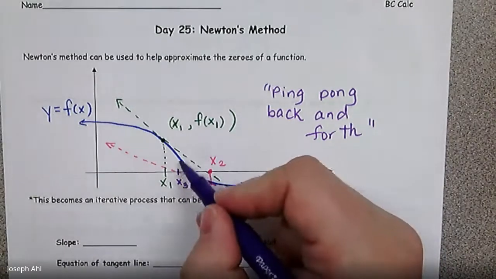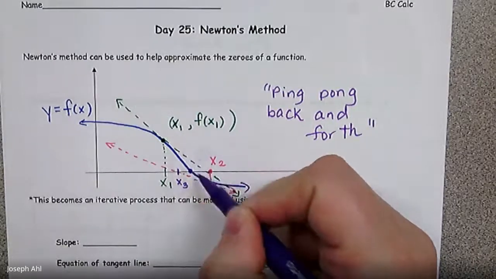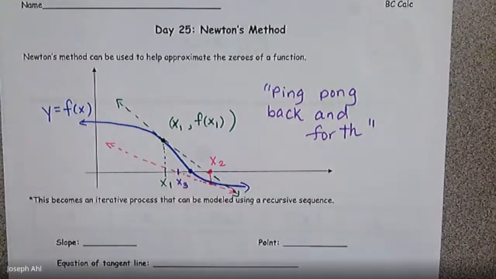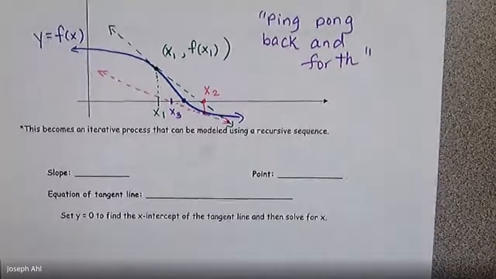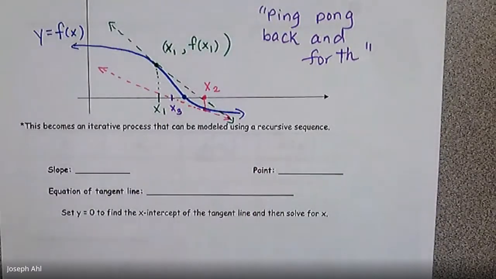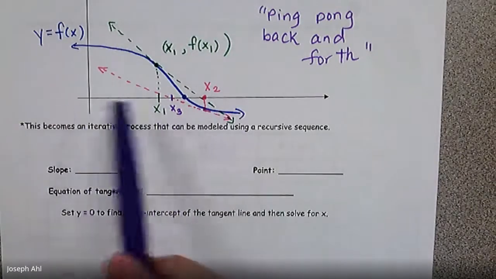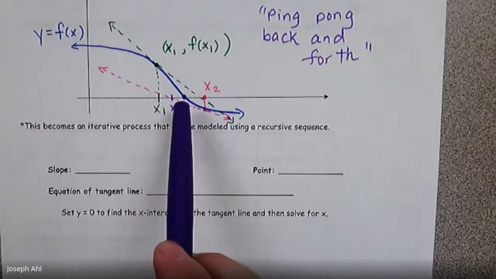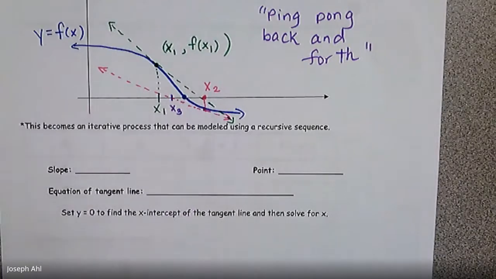If I were to then trace up to the curve and draw this tangent line, it's going to squeeze in and get really, really close to that root. And this becomes what we are terming an iterative process that can be modeled using a recursive sequence. So after we run through some iterations of Newton's method, we'll find a really solid approximation for where that root is located. So how are we going to do this?